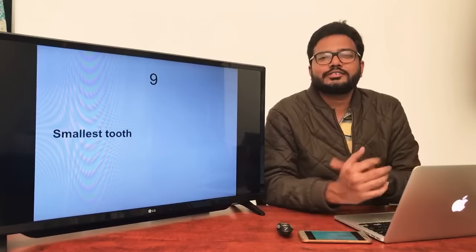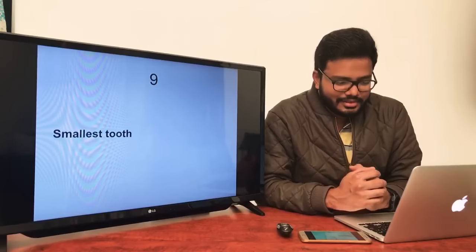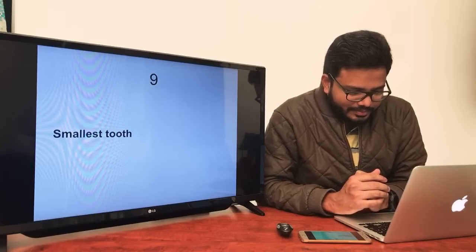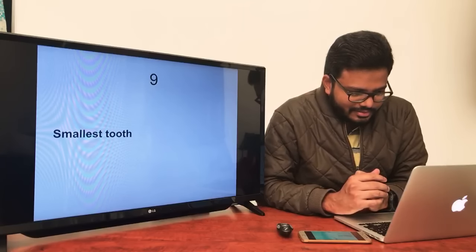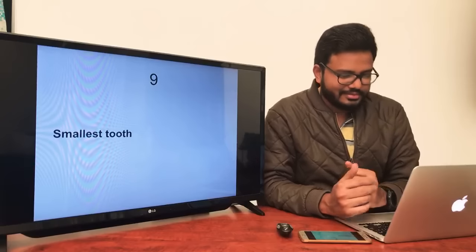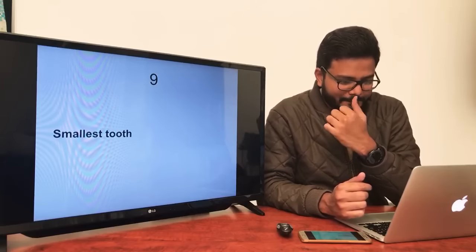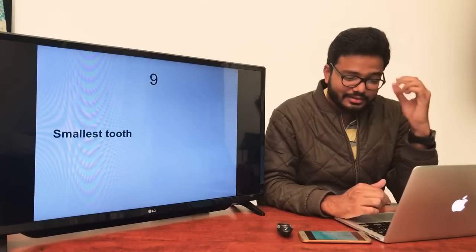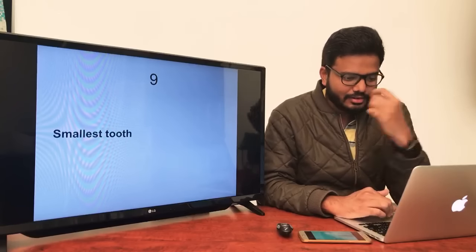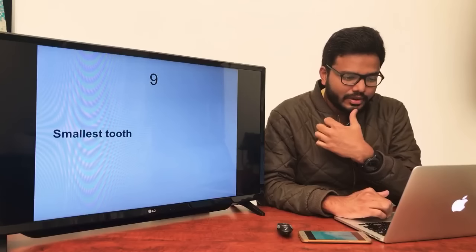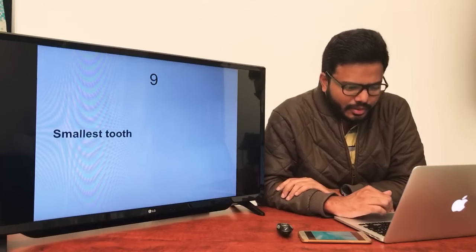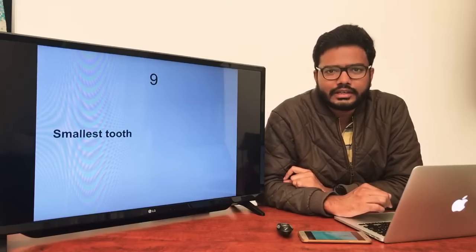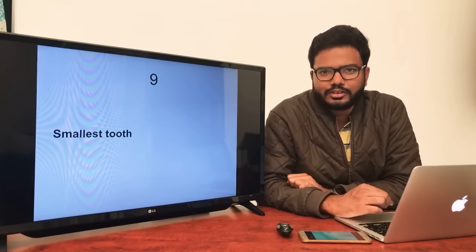Which is the smallest tooth in the entire dentition? Which is the smallest tooth? Lateral incisor. Ramya says mandibular primary incisor. Monica says mandibular second premolar. We're talking about smallest tooth in the entire oral cavity, which obviously includes crown as well as root.